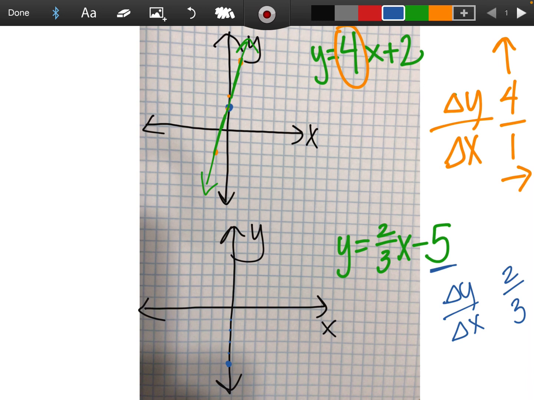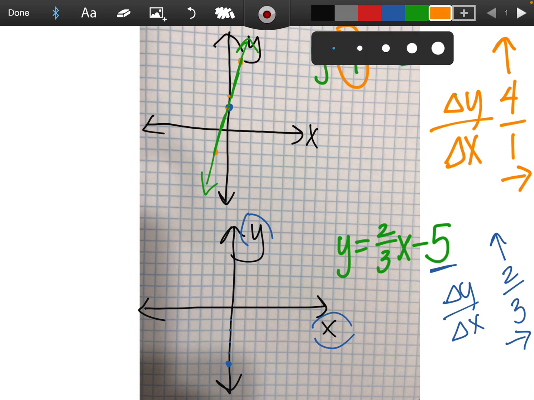So I'm going to go ahead and start at -5 on the y-axis because that's my y-intercept. 1, 2, 3, 4, 5. There we go. There is my ordered pair. And then my slope, my change in y over change in x, happens to be 2 over 3. So if I look at this one, it's already in a fractional form. So that means the positive 2 is going to tell me go up 2 blocks. The positive 3 is going to tell me move to the right.